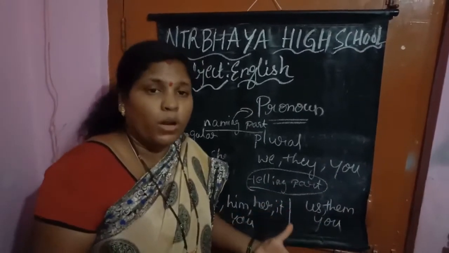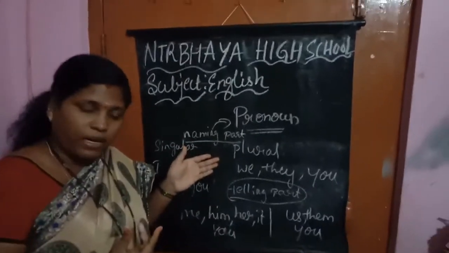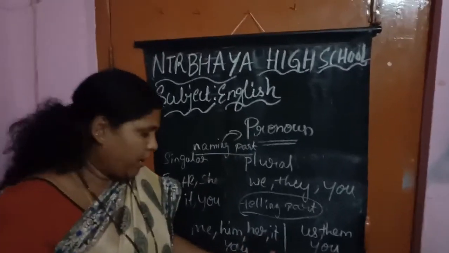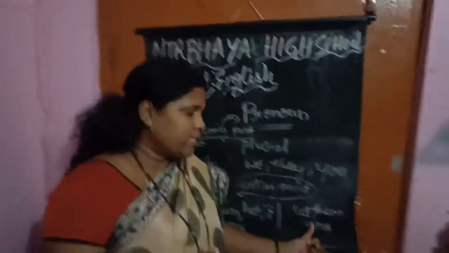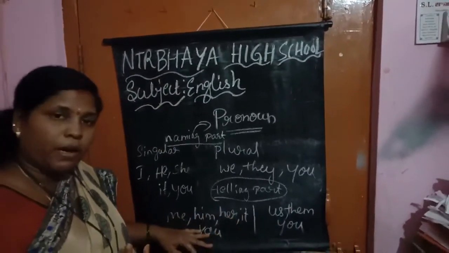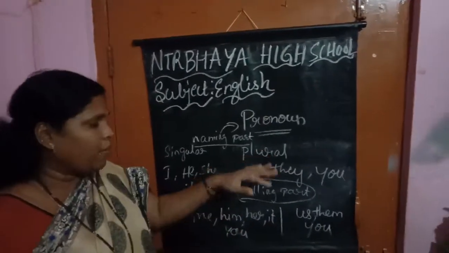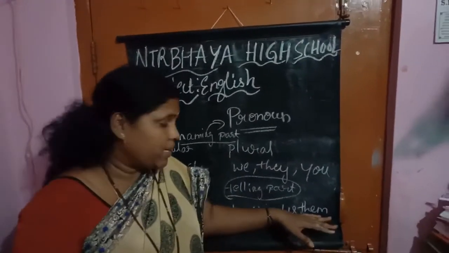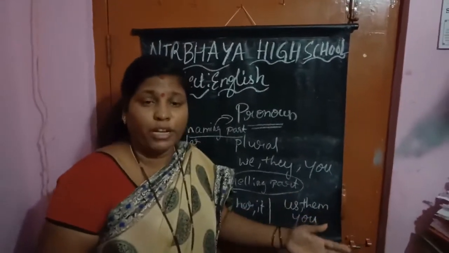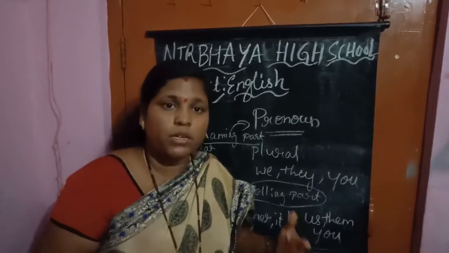It tells more about that. Okay. Means object part. Here this is a subject part and here it is an object part. See here, me, him, her, it, you, us, them, you. Here these are the singular pronouns. What are the singular pronouns? Me, him, her, it, you. And coming to the plural pronouns, us, them, you. You ask them. Yes, children. Here "them" is an object.